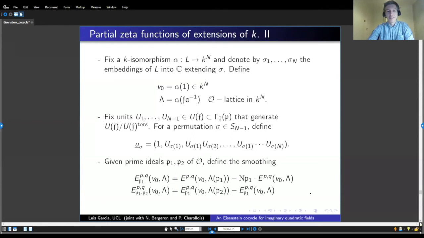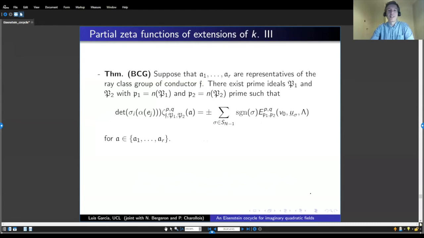Okay, so here is the main theorem. We fix the conductor F, and we pick representatives for the ray class group, A_1 up to A_R. After that, we pick our smoothing. I will explain a little bit more about this in a moment. The formula says that you can find prime ideals P1 and P2 such that the smooth zeta function using P1 and P2 is given by this expression in the smooth Eisenstein cocycle.